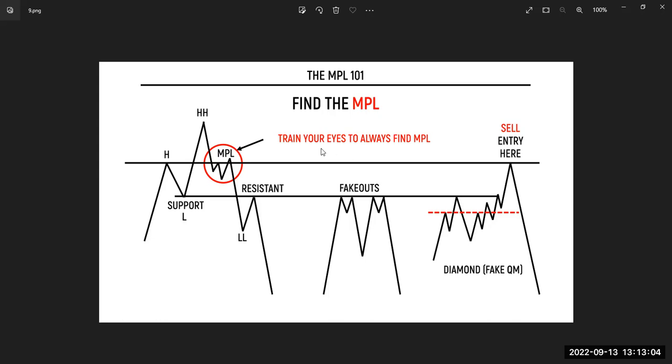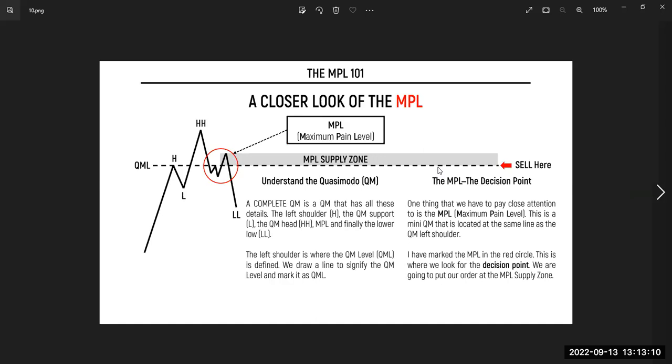So you must train your eye to always find the MPL zone. So if you don't see the MPL zone, please don't trade the Quasimodo setup, because most of all these things I will not be talking about. The maximum pain level. Yes, that's what I said before. Maximum point level or pain level. So that is what that point is. It's a maximum pain level. So when you understand this point as a maximum pain level, you trade Quasimodo successfully.